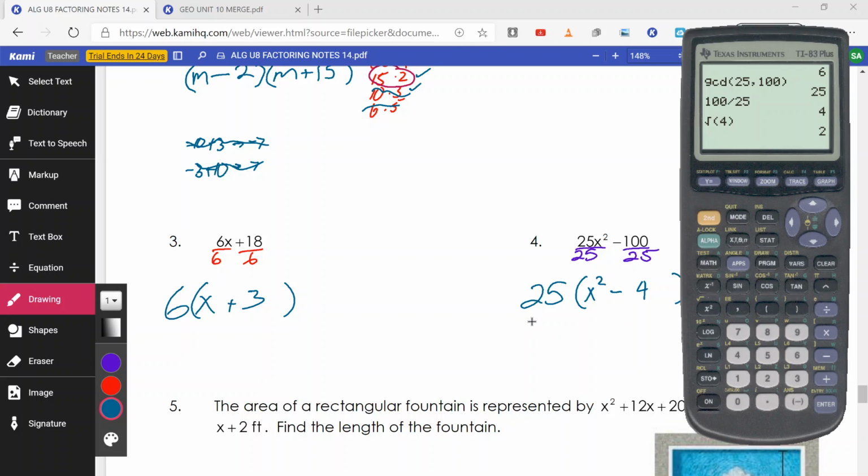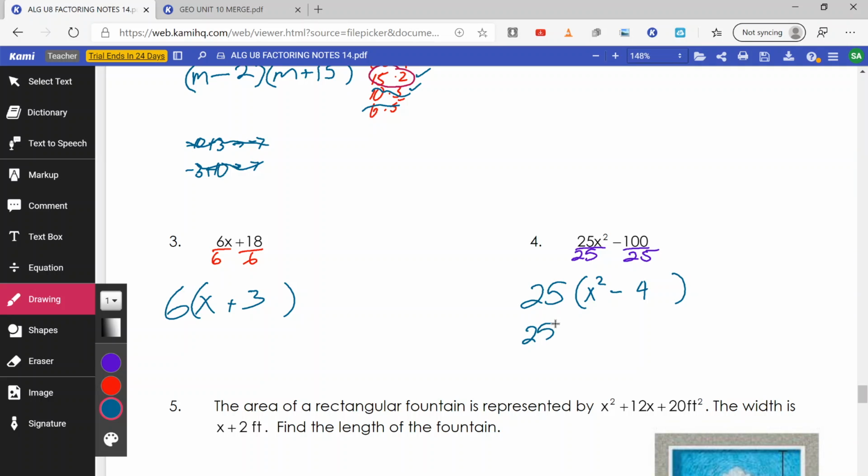So with difference of 2 perfect squares, again, I'm not doing anything with 25. When I factor it down, I end up with 2 sets of parentheses. What goes inside when it comes to a difference of 2 perfect squares? One is plus, the other is minus, and we take the square root of both terms. So square root of x squared is just x, and then square root of 4 we just found to be 2. So we have 25 times x plus 2 times x minus 2.